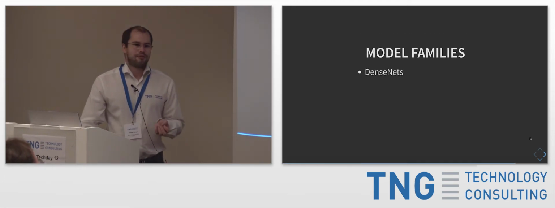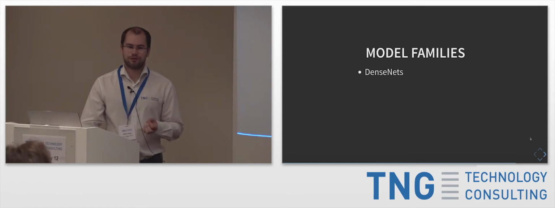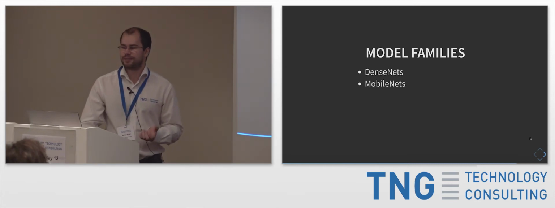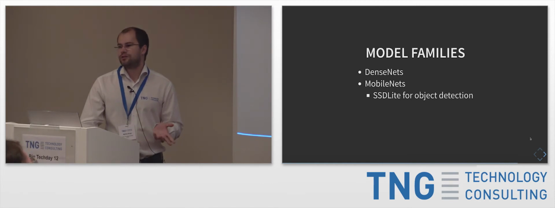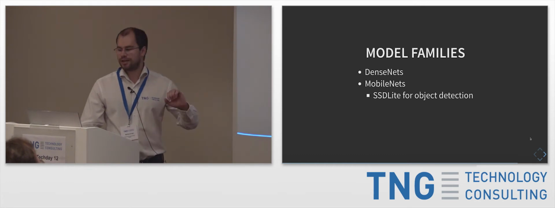There are two types of model families I want to present. So there are dense nets. Please don't confuse them with a fully connected network. Dense nets are convolutional. And there are mobile nets, which are also very parameter efficient. And when you're using mobile nets, you can benefit from big companies because you've got pre-trained models for doing things like object detection. There's an SSD Lite based on mobile net.